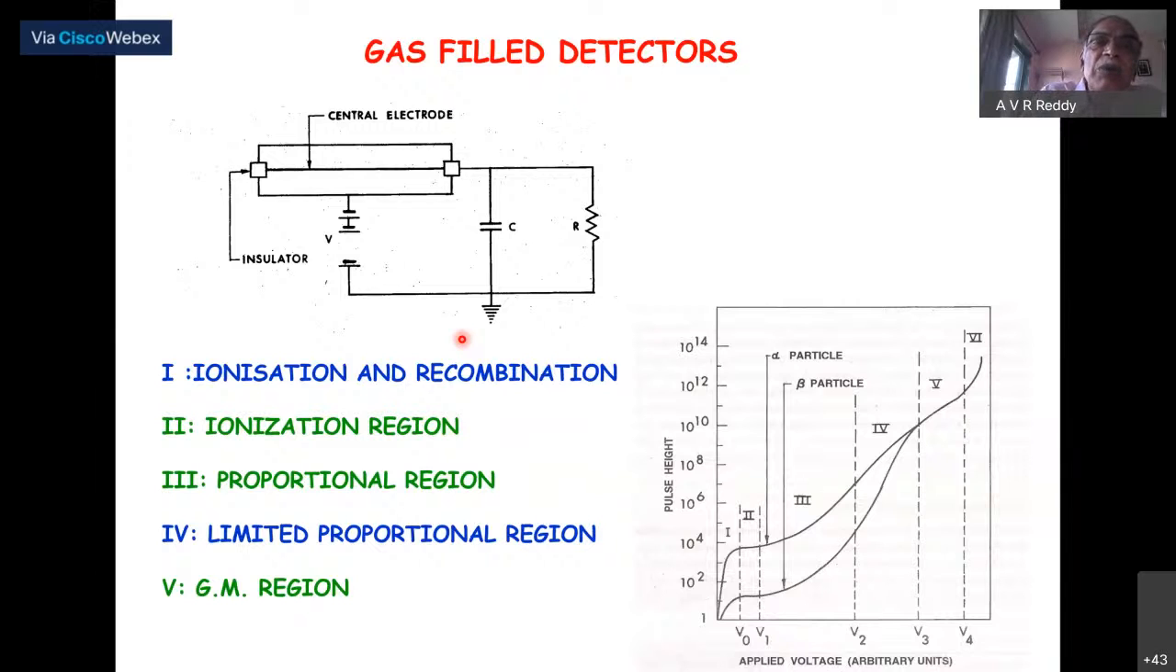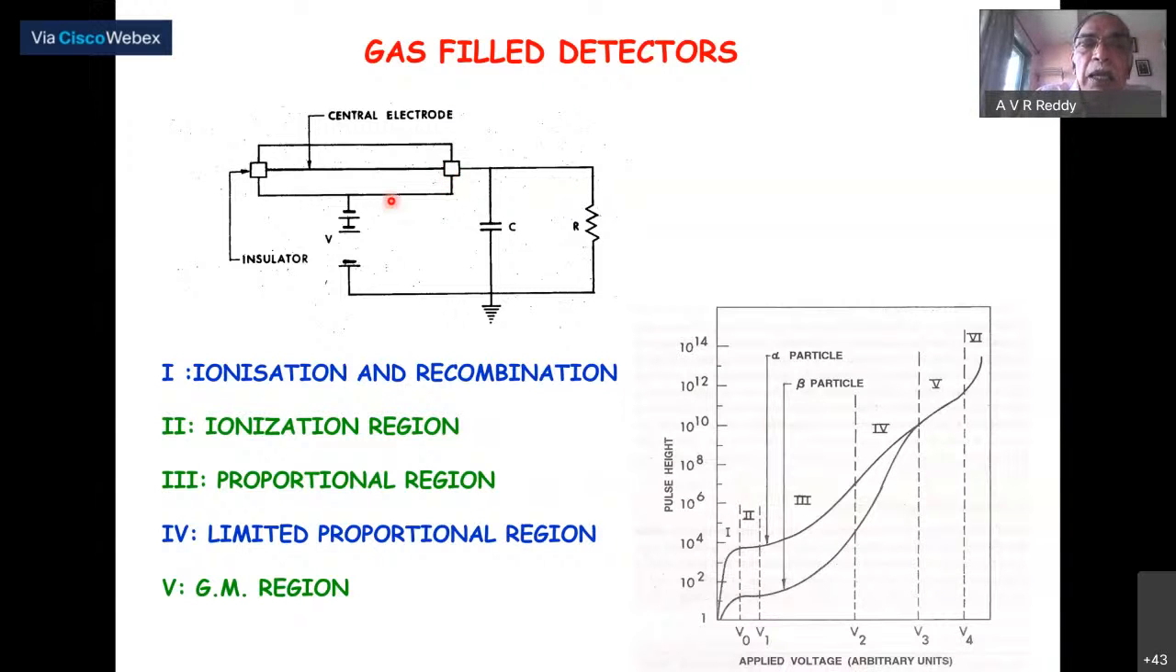Let us see how to fabricate a simple detector. It's a metallic tubular structure with a central anode wire, which is very thin. Obviously, when you want to get the signal out of it, if there is no insulator here, we won't be seeing anything. So insulators have to separate them.